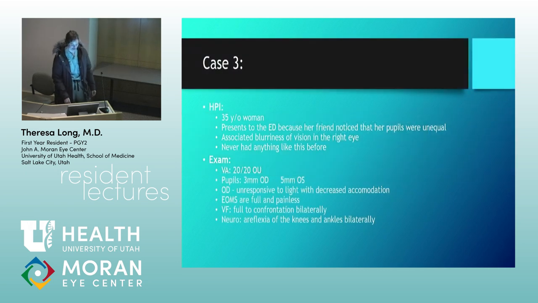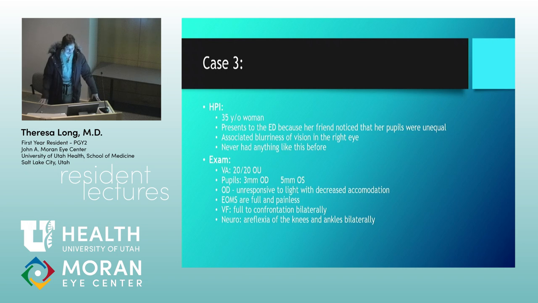I also borrowed from DR just for completeness sake in the cases that we were presenting. I modified it a little bit, but we have a 35-year-old woman, and she presents to the emergency room because her friend noticed all of a sudden that her pupils were unequal. She had some associated blurriness of the vision in her right eye, and she has never had anything like this before.